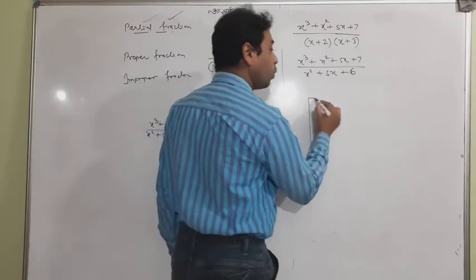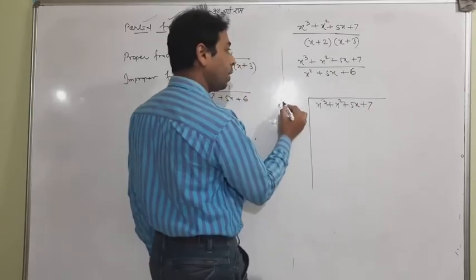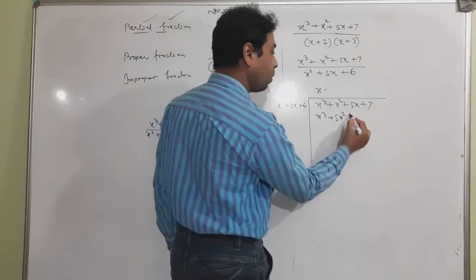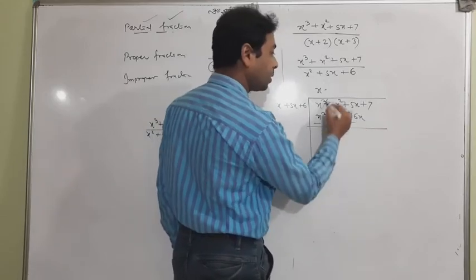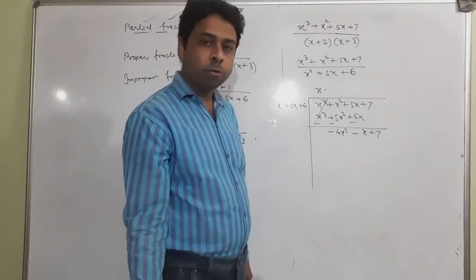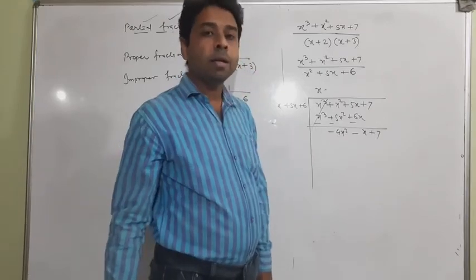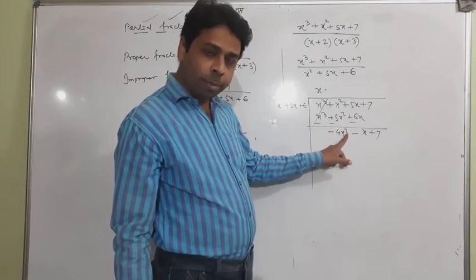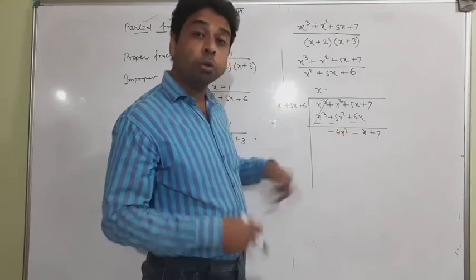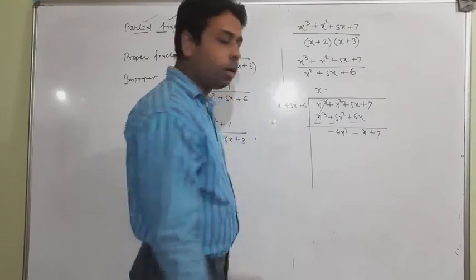Look at what I am doing: I am turning that improper fraction into a proper fraction. Divide by x square plus 5x plus 6. x will come here, x cube plus 5x square plus 6x. Subtracting, we get minus 4x square minus x plus 7. We have to continue dividing until the power of the remainder is less than the power of the divisor. This is 2 and this is 2, meaning we have yet to divide.